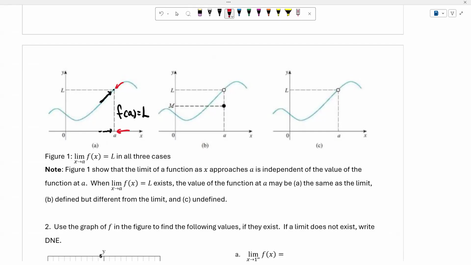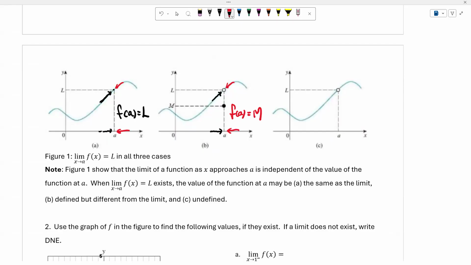The second situation is that f of a is now not equal to L, but it is equal to M. However, the limit exists. The reason is, again, as x approaches a from the left side, the output is getting closer and closer to L. As x approaches a from the right-hand side, the output also approaches L, so therefore the limit exists.